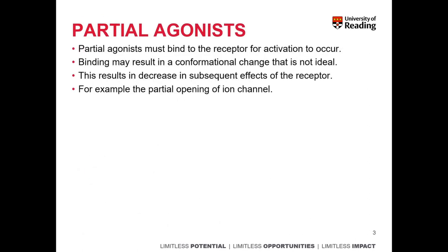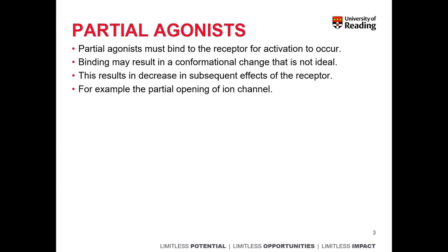So first we're going to talk about the concept of a partial agonist. Now a partial agonist is a molecule that is able to bind to the binding site within a receptor. However, when it binds to the binding site, it doesn't fully activate the receptor. So it can result in a conformational change or an induced fit in the receptor that is not ideal for activation. Now what this means is that the receptor is only partially activated instead of fully activated. And this results in a decrease in the subsequent effects in whatever it is that the receptor activates.